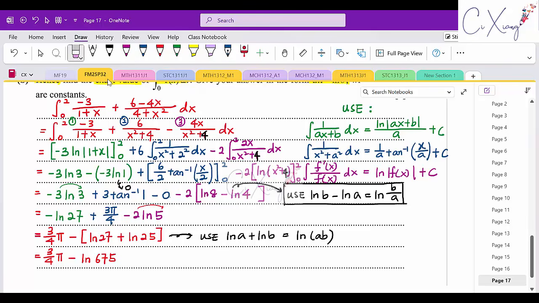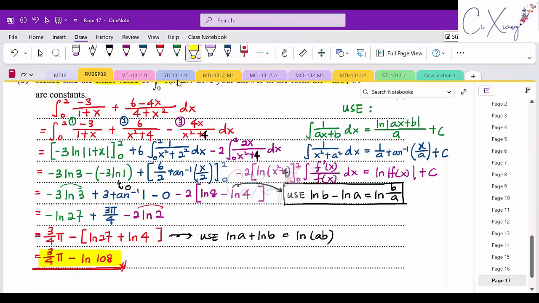Then next step, ln 8 minus ln 4. So 8 divided by 4, you should get 2. Then 2, I bring it back as the power. By right, I should be having 2 squared, which is 4. Then I think this is the correct answer. 27 times 4, you have 108. Yeah, so I'm sorry for the careless mistake made just now.